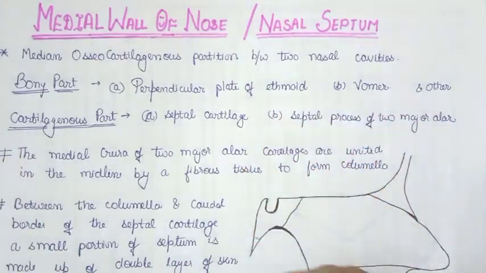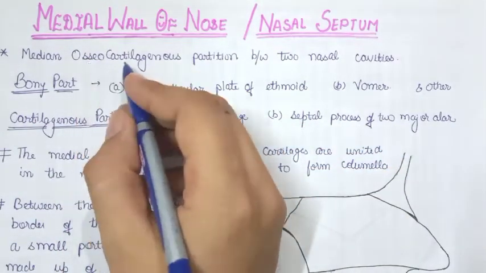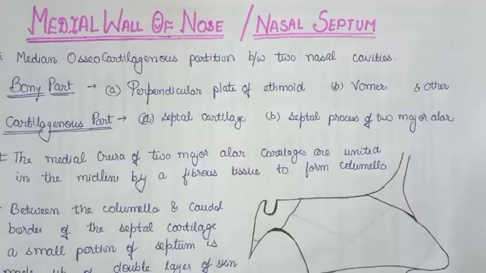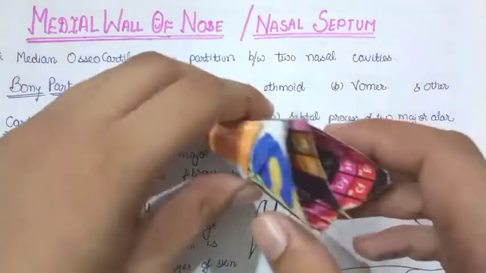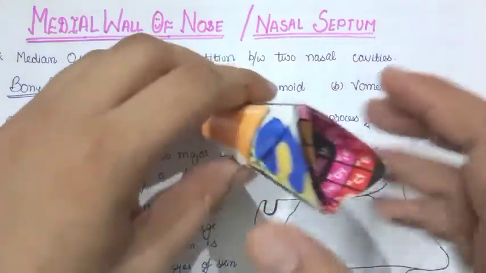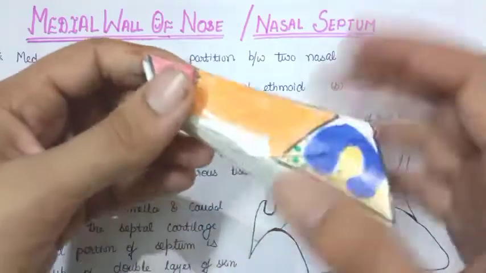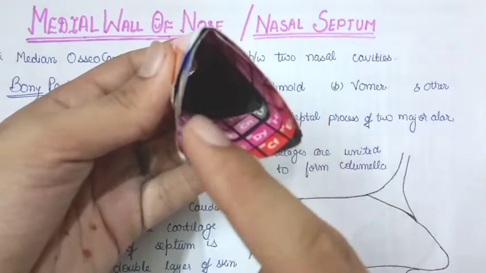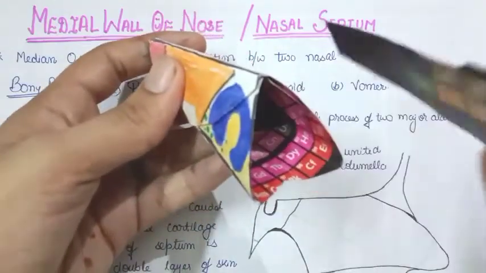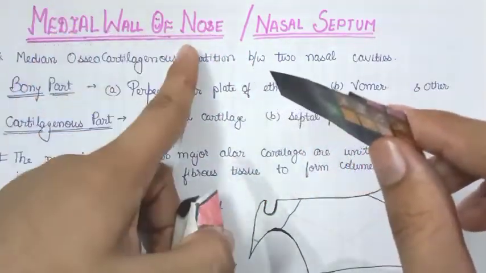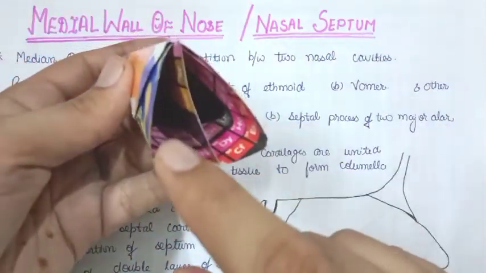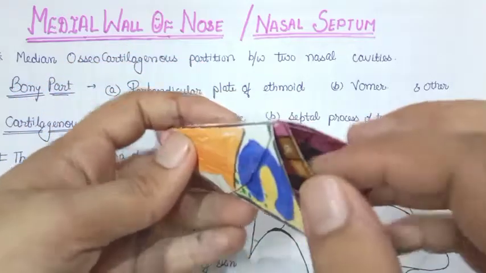The medial wall is made up of both a bony part and a cartilaginous part, so it is also called the osseo-cartilaginous partition between the two nasal cavities. I hope you have a good orientation of the previous model that we have been discussing for quite a few videos. In this model, the outer part denotes the external nose, and we have a cavity in between which is called the nasal cavity. The nasal cavity is divided into two by this medial wall. So the medial wall of the nose divides the nasal cavity into two parts, the left and right nasal cavities. This is the nasal septum.